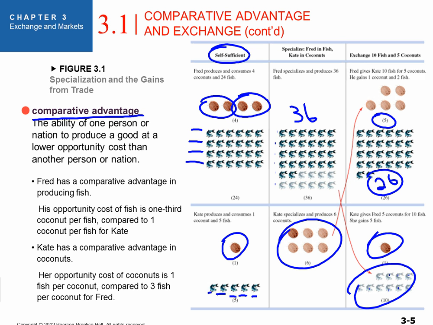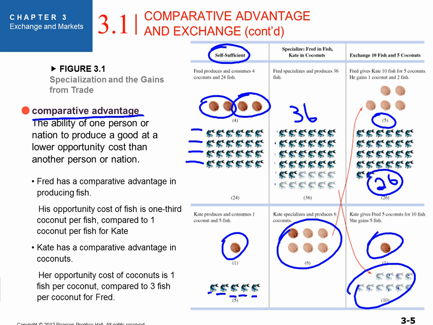Now, if you compare this total output to their self-sufficiency, each one is better off. Kate has, let's see, 6 fish in the self-sufficiency example, and if they trade, she ends up with 10 fish. So she's better off, but she still has 1 coconut, so she's better off because she has more fish. And Fred has 26 fish and an additional coconut. So Fred's better off because he has a little more fish and 1 more coconut.